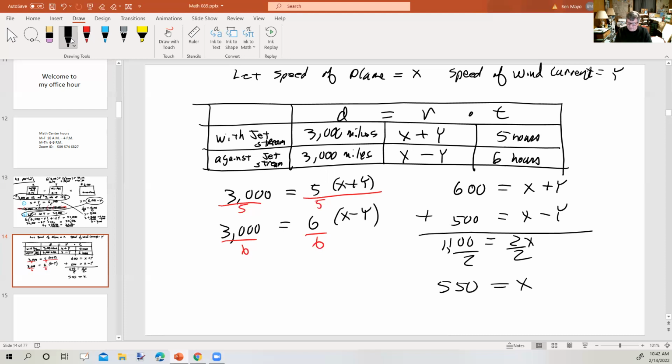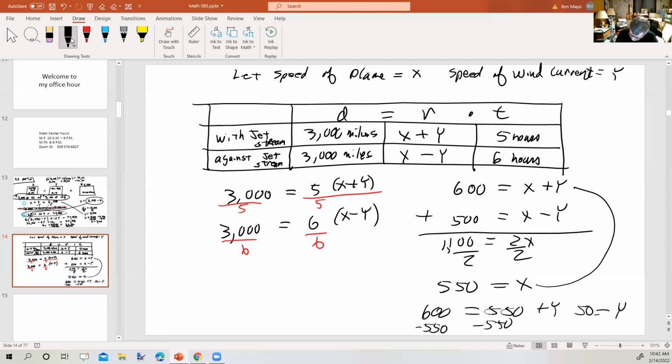How nice is that? Well, let's see. If x is 550, putting it up there, we'd have 600 equals 550 plus y. Subtracting 550 from both sides, y equals 50. Let's check it in this equation right here. 500 equals x minus y. Let's see, x is 550 minus y, which is 50. 500 equals 500. It checks.